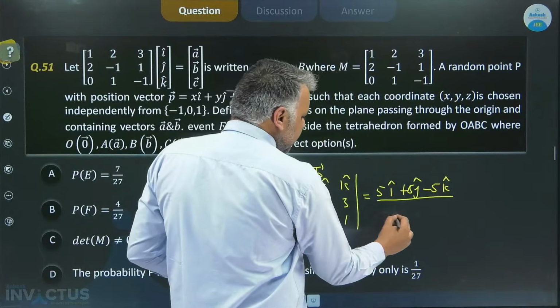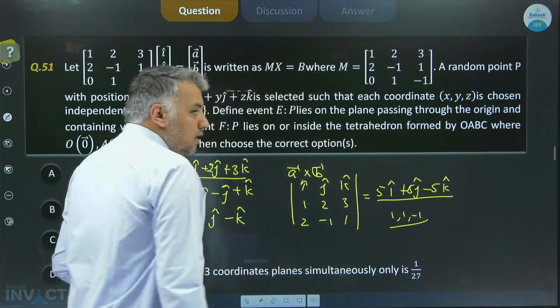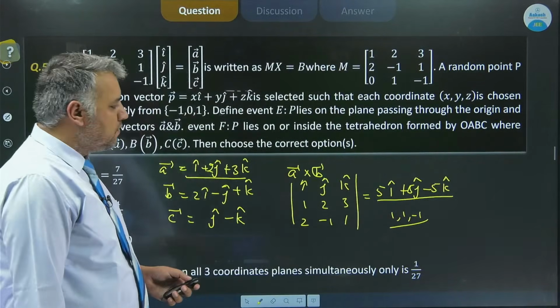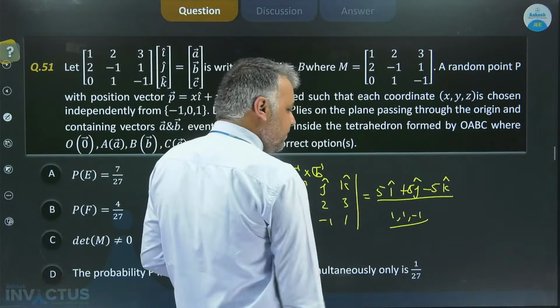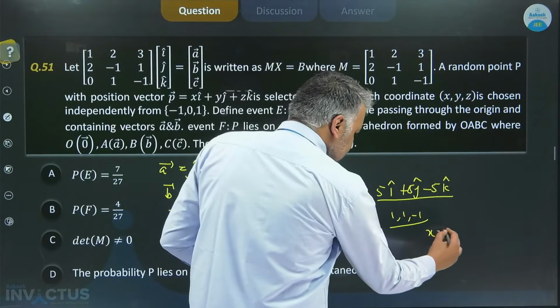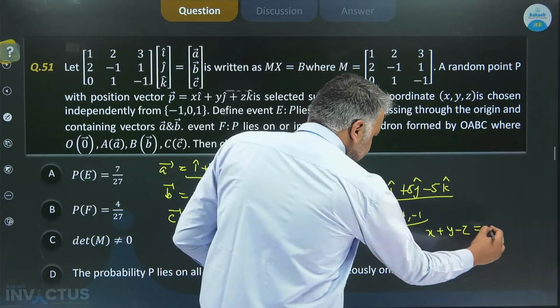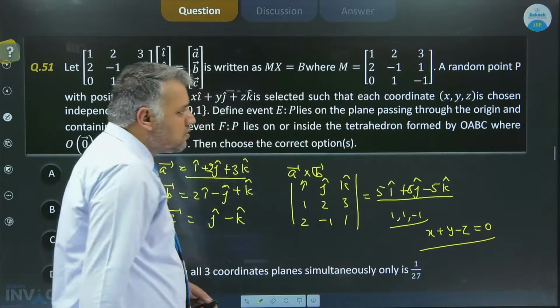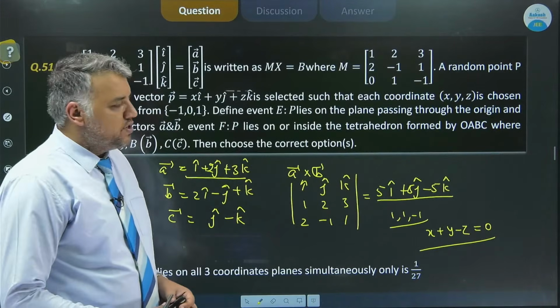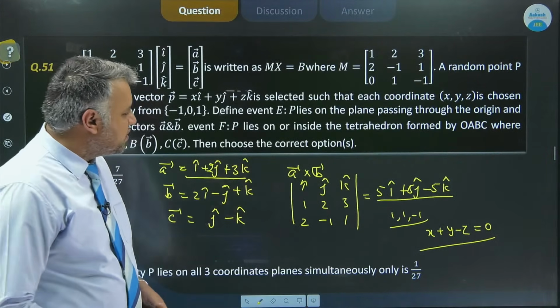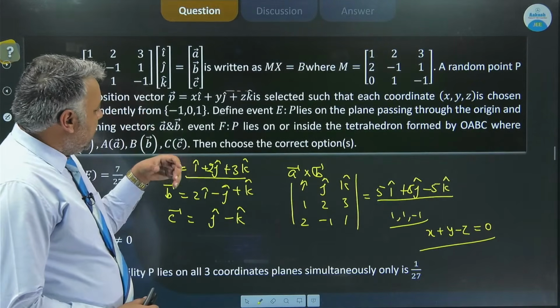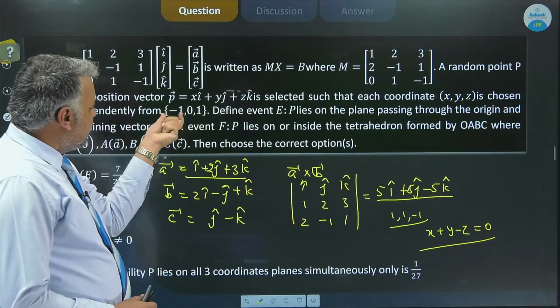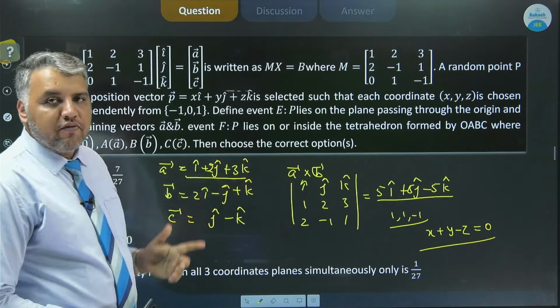So you can take 1, 1, minus 1 as the coefficients of x, y, z in the required plane, because 1, 1, minus 1 will be the direction. So x plus y minus z must be 0. This is the equation of the plane because this plane passes through the origin, so the constant term will be 0. Now we have to find the probability that the chosen x, y, z from these three satisfies this equation.